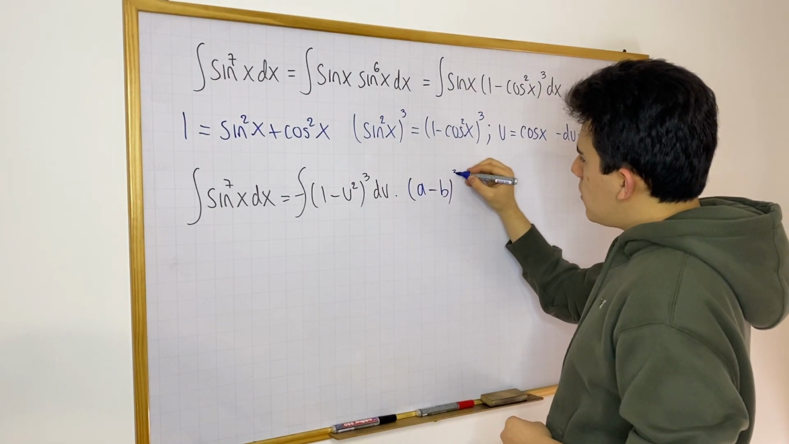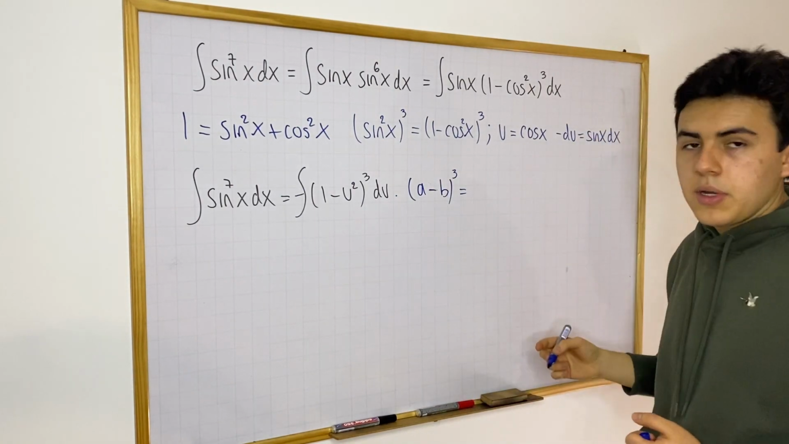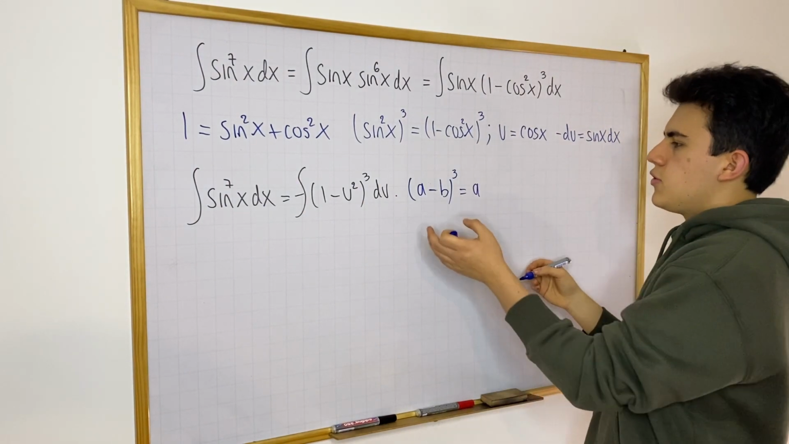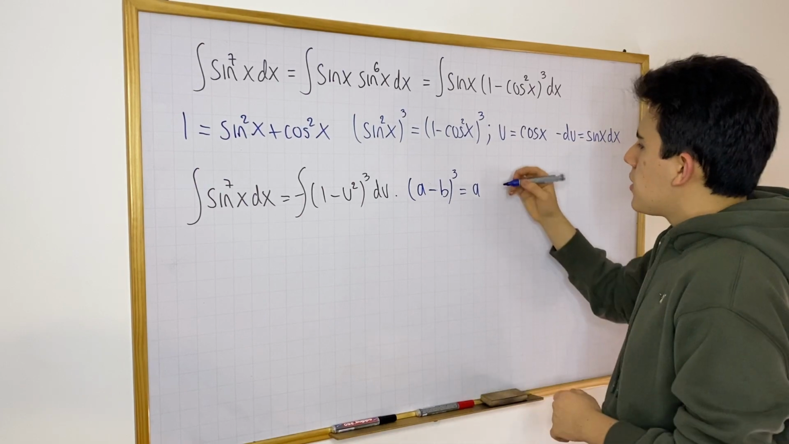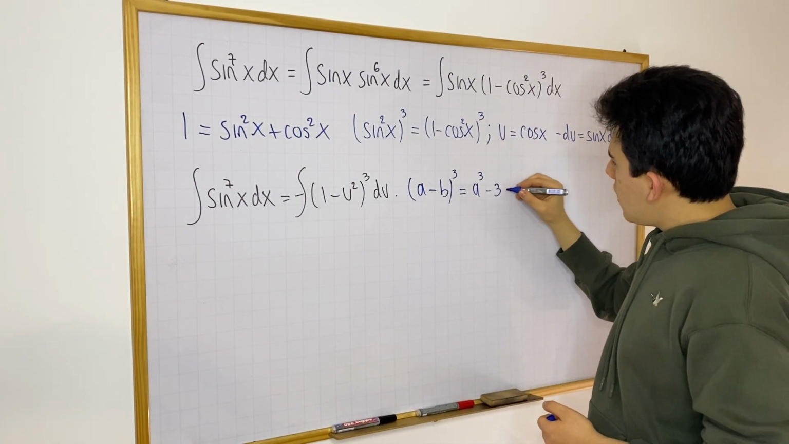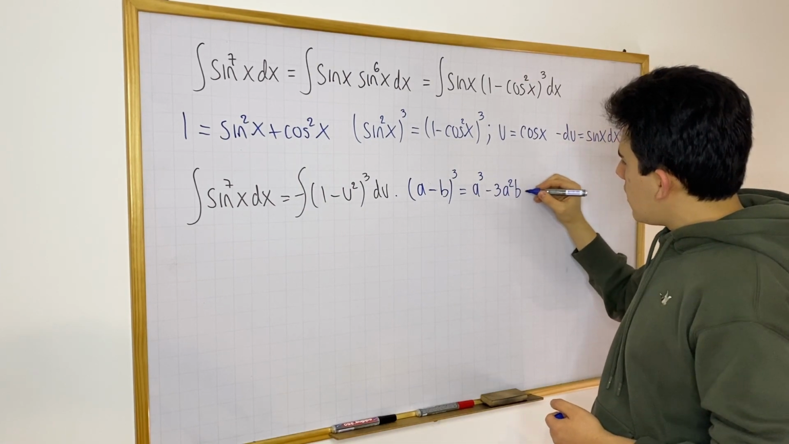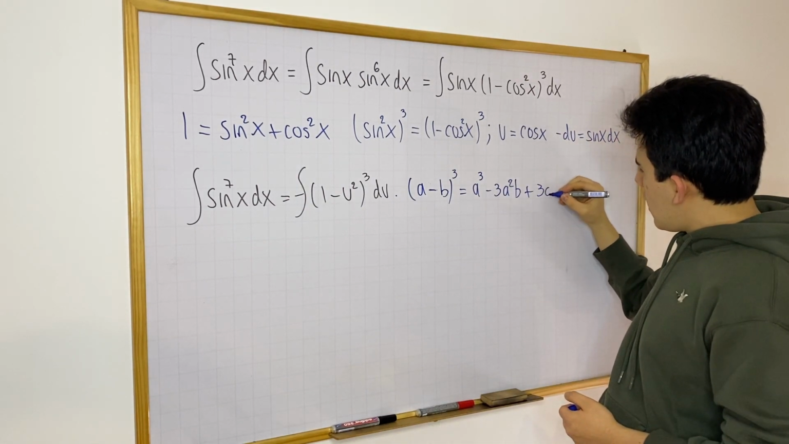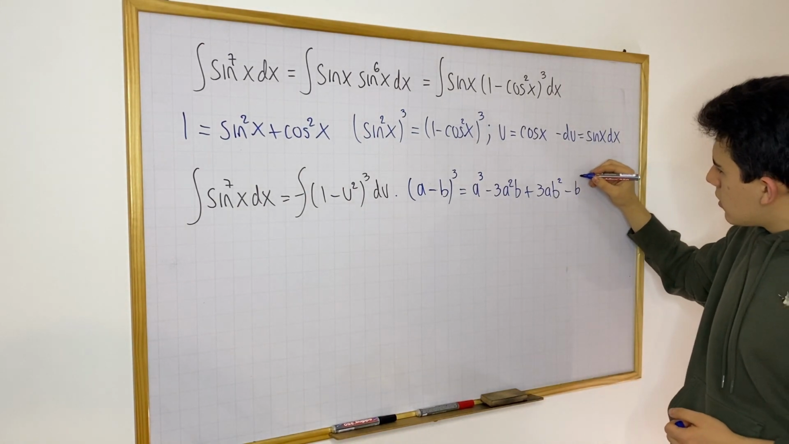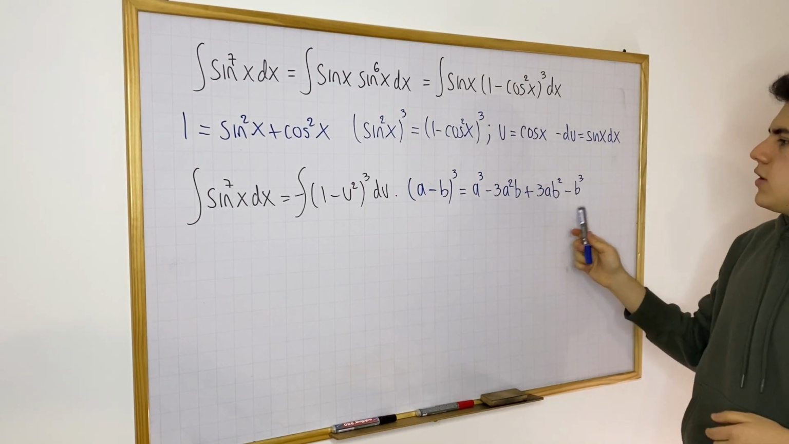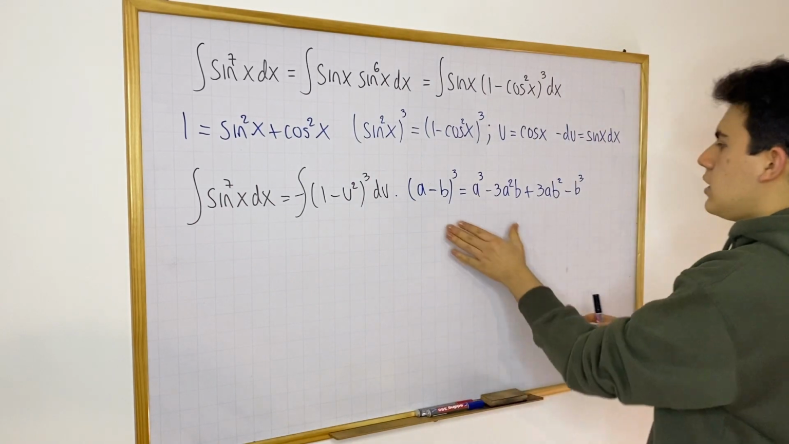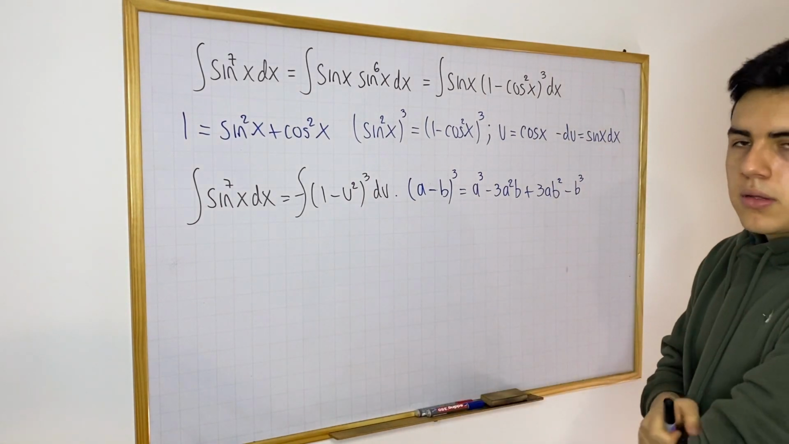If you have a minus b cubed, you can use the binomial theorem to prove this, or just FOIL the three terms, which is kind of long, but you can also do that. This will be the same as a cubed minus 3a squared times b plus 3ab squared minus b cubed. So this is how you can expand an expression like this, and I'm going to use this exact same formula to expand this integrand.